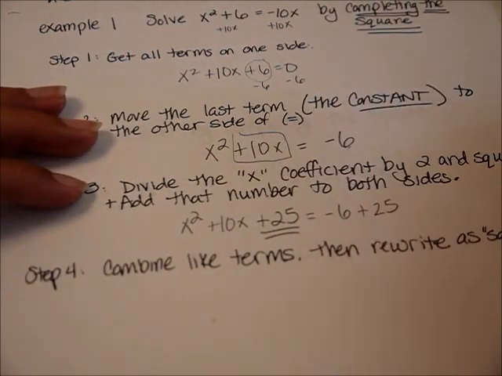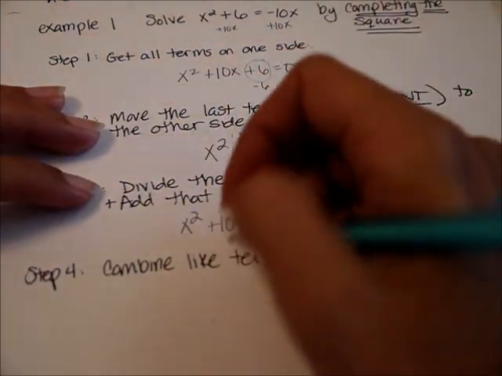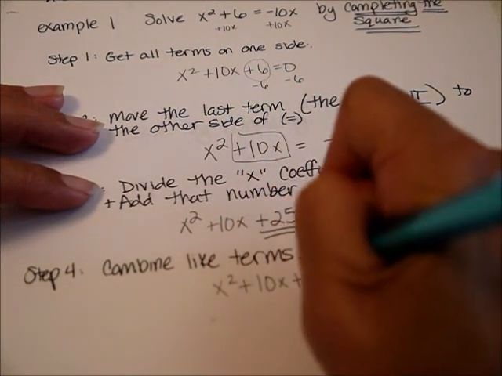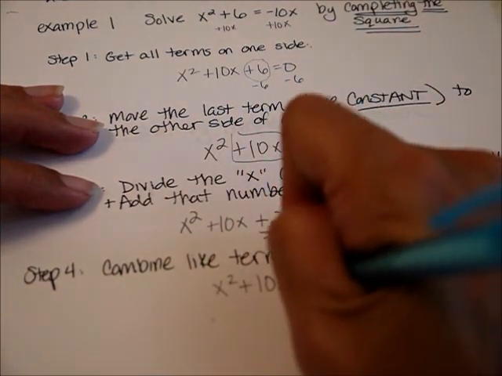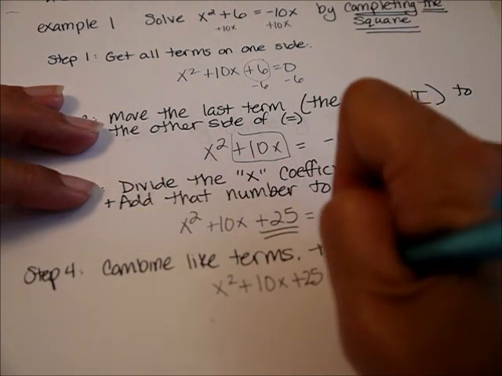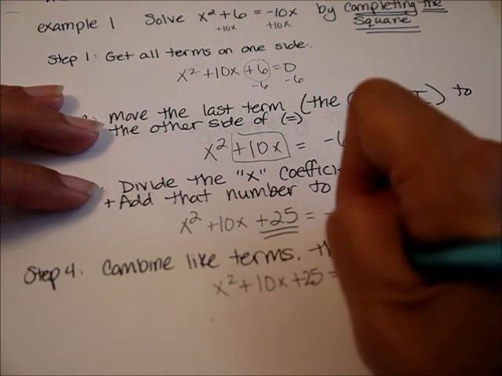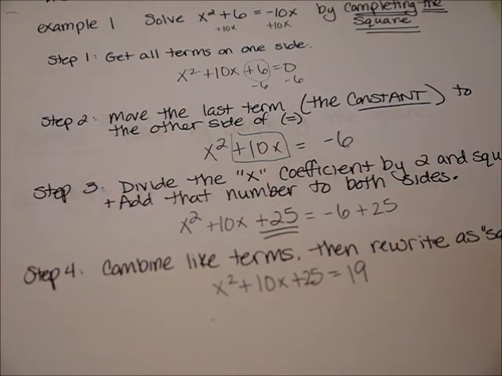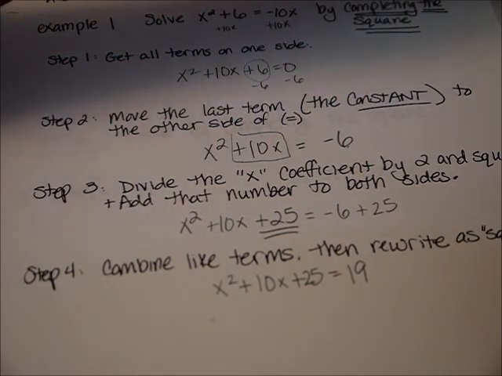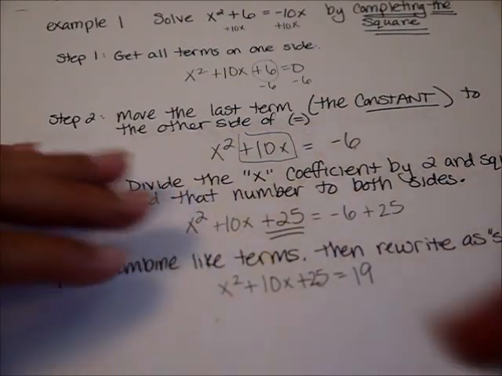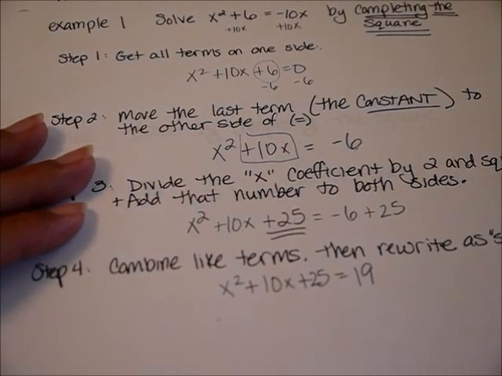Now we combine all the like terms and simplify this. Okay, so on this side we have now x squared plus 10x plus 25 equals 25 minus 6, which is going to be, I guess, 19. It's kind of weird that we have 19, so I just wanted to peek. Yep, it is 19.